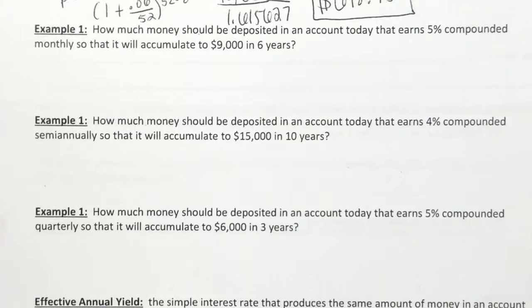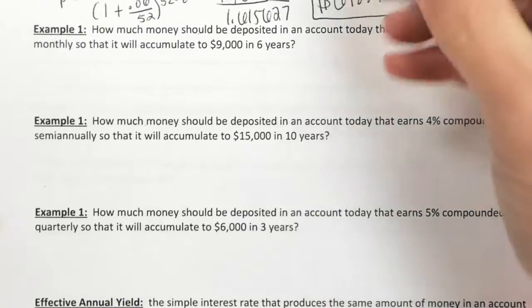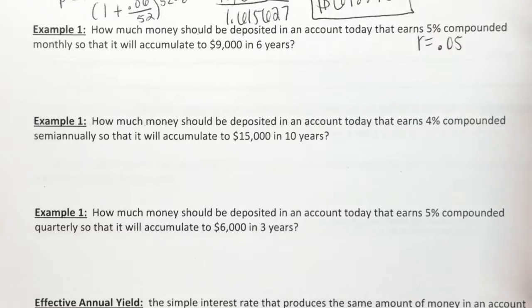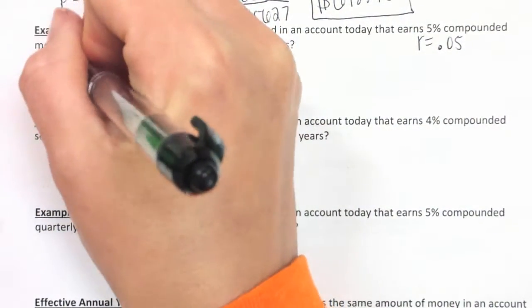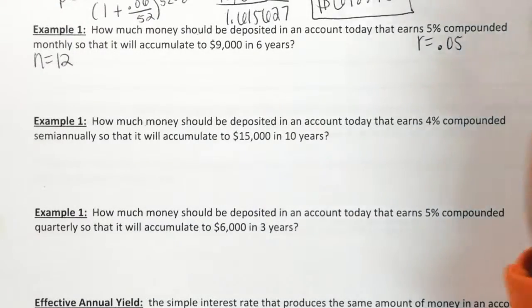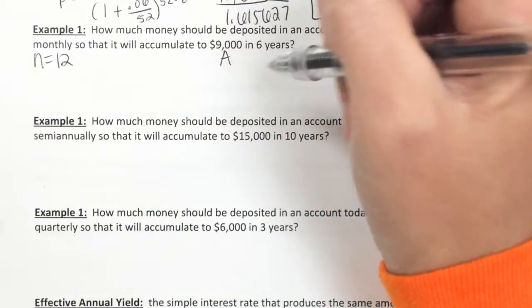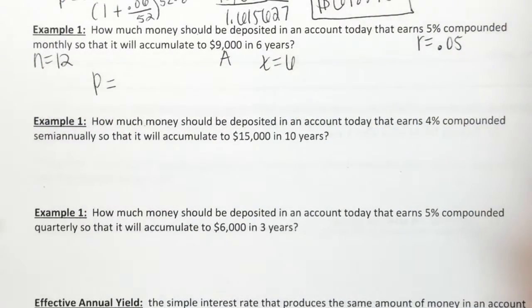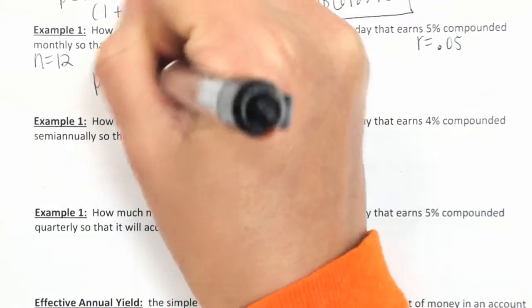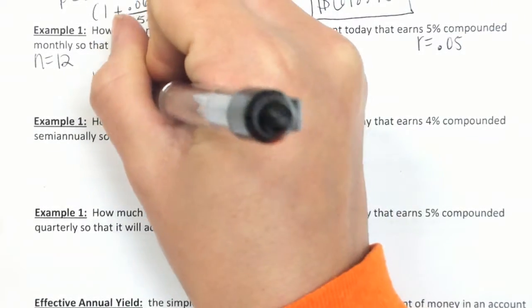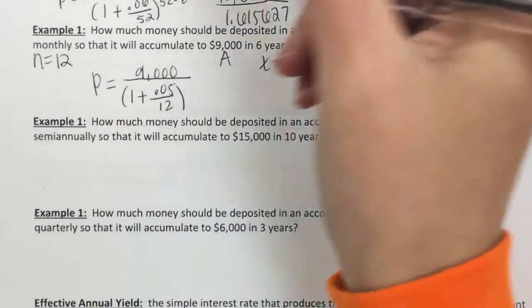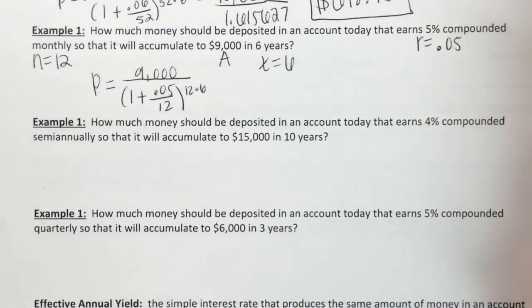Alright, next example, it says how much money should be deposited in an account that earns 5%. We know that's going to be our rate. And I'm going to go ahead and turn that into a decimal. Compounded monthly, so how many months are there in a year? It's going to be 12. So that you will accumulate. This means that you don't have it yet, so that's our future value. And then T in this problem would be 6. So I'm going to go ahead and set up my formula. So I'll have P equals 9,000 divided by 1 plus 0.05 divided by 12 raised to the 12 times 6 power.